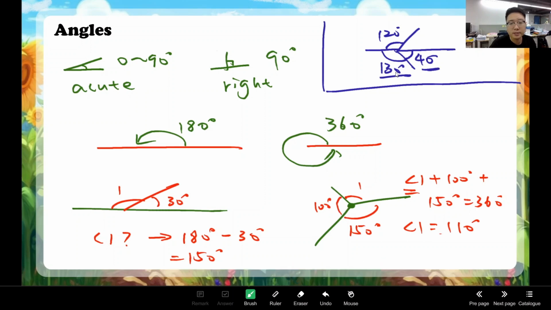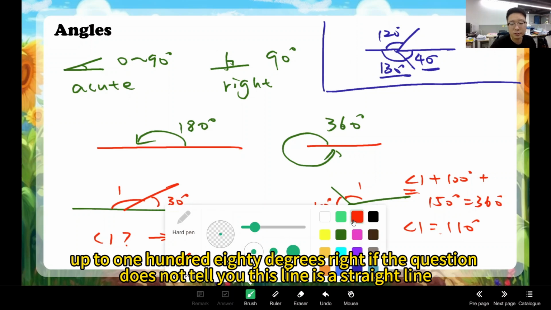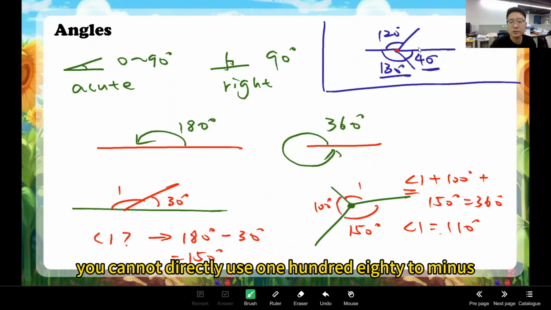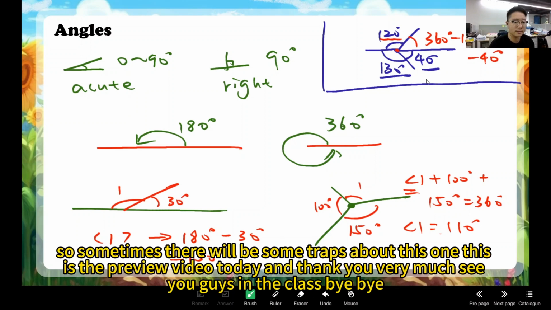these two actually do not add up to 180 degrees, right? If the question does not tell you this line is a straight line, you cannot directly use 180 minus 120. Okay, you have to use 360 minus all the angles except for itself. So sometimes there will be some traps about this one.